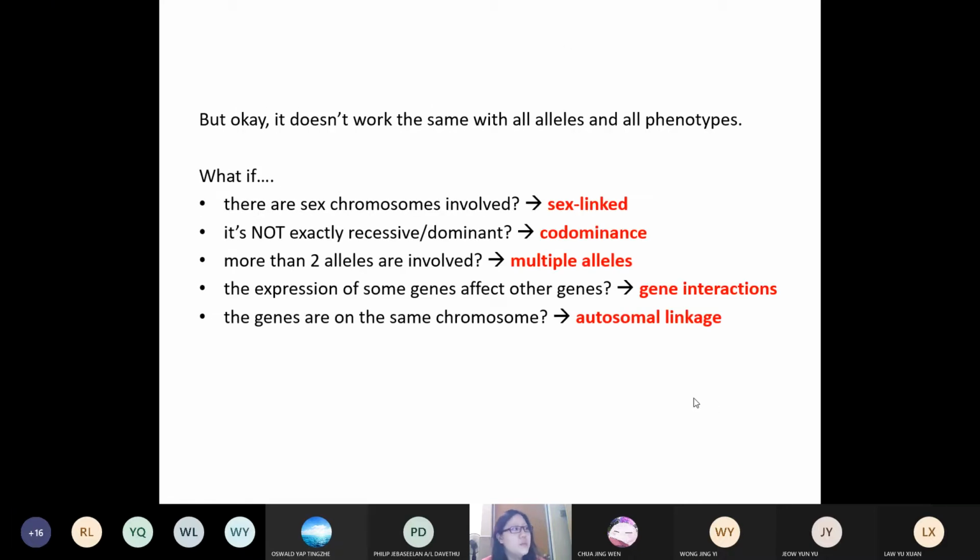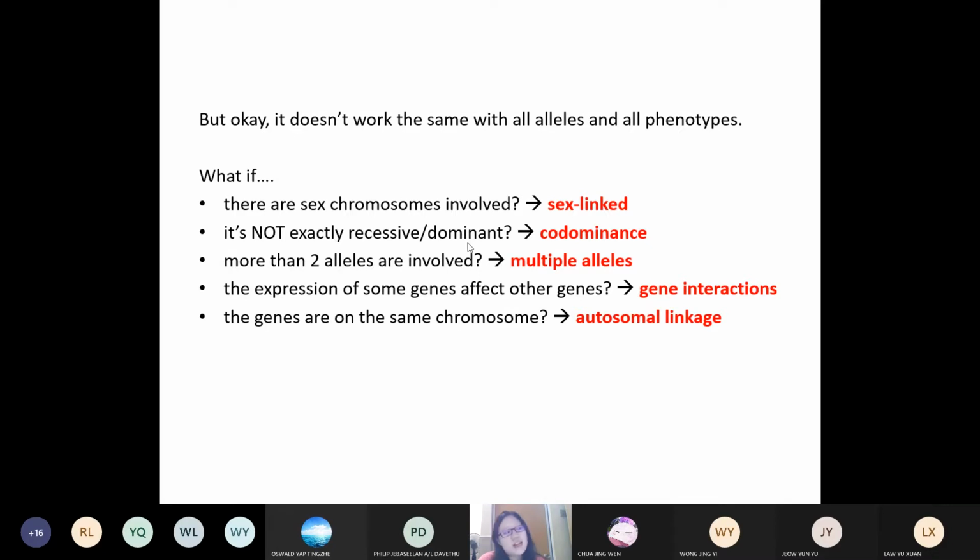Again, you learned monohybrid and dihybrid, but it doesn't work the same with all alleles and phenotypes. So these 5 things are based on these. What if there are sex chromosomes involved? Sex chromosomes are not like normal chromosomes. There's XY and XX. It's not entirely homologous in males, because it's not XX in males, it's XY. What does that mean? That would be sex-linked.